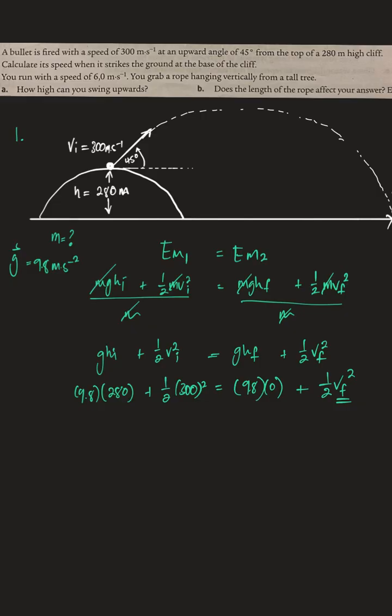So what I'm left with now: I've got 9.8 multiplied by 280. That's going to give me 2,744, added to 300 squared times 0.5, or half. And that's going to give me plus 45,000, which is equal to 9.8 times 0, which is 0, plus half VF squared. So 45,000 plus 2,744 is going to give me 47,744, which is equal to a half VF squared.